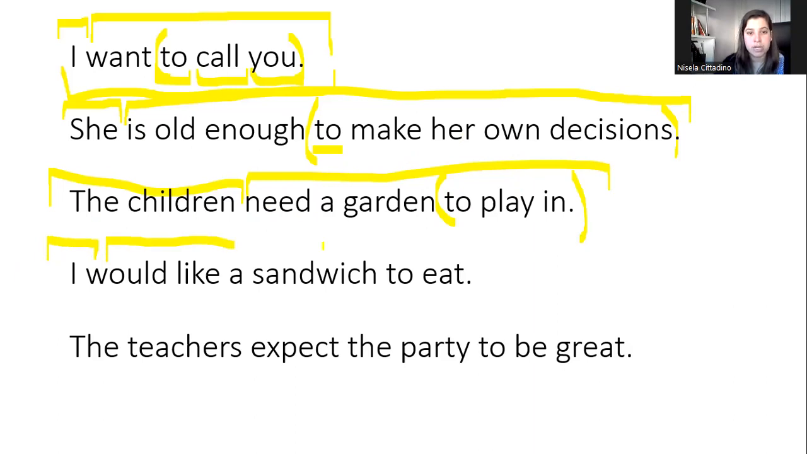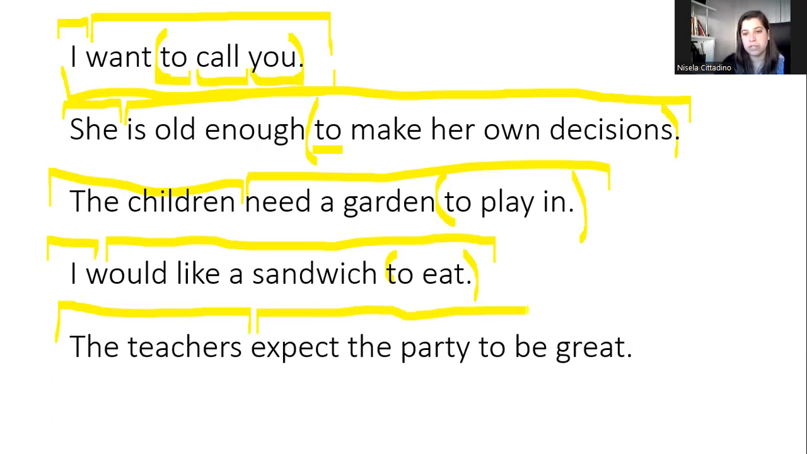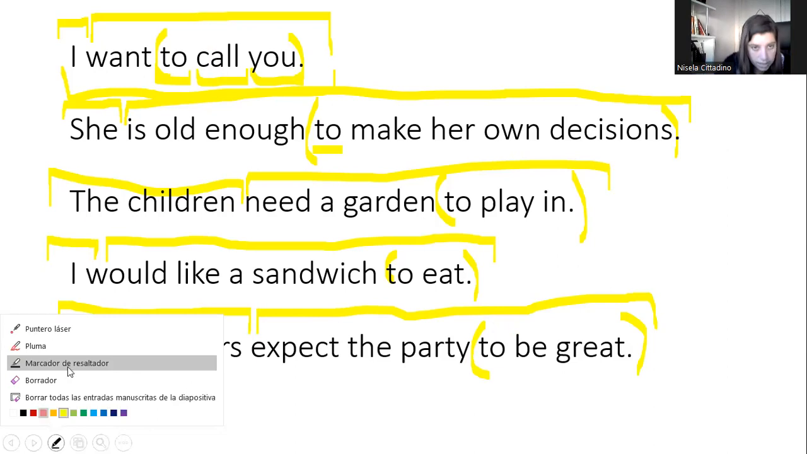I is the subject, would like a sandwich to eat is the predicate, to eat is the non-finite to infinitive clause. Here the teachers is the subject, expect the party to be great is the predicate, and to be great is the non-finite clause to infinitive.